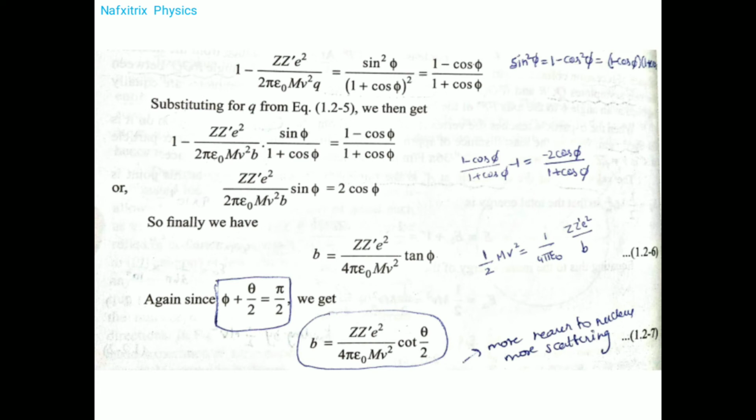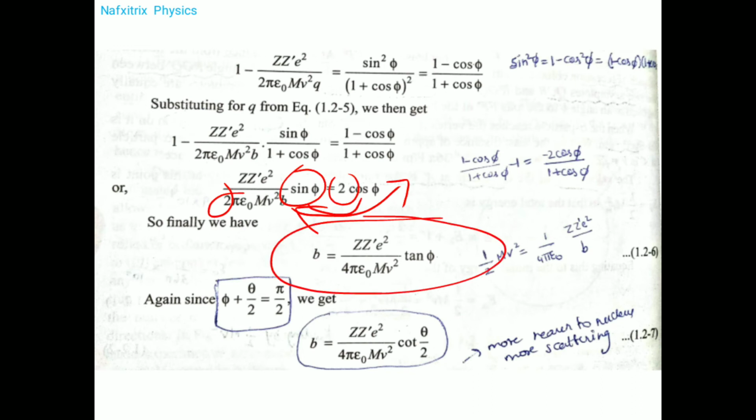So finally what we would have is, we need to send this b to that side. What we want is a impact parameter. So this 2 cos phi needs to be sent to this side. So 2 into 2, that is nothing but 4 pi epsilon naught mv square, and sin phi by cos phi is nothing but tan phi. So b is nothing but this. This is the formula for the impact parameter.